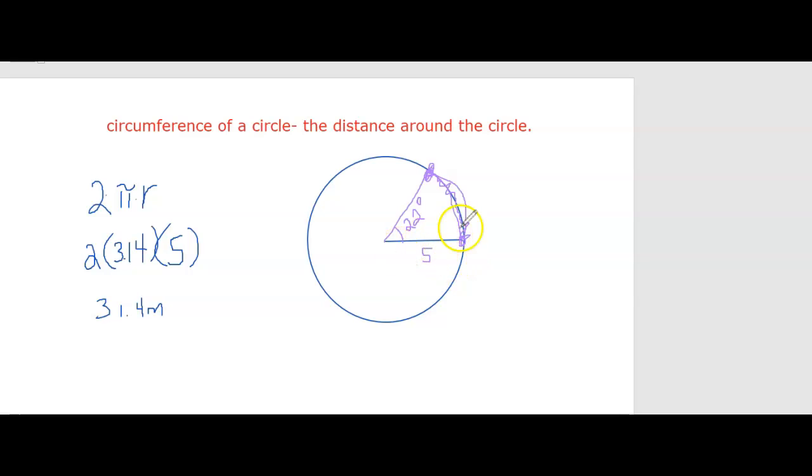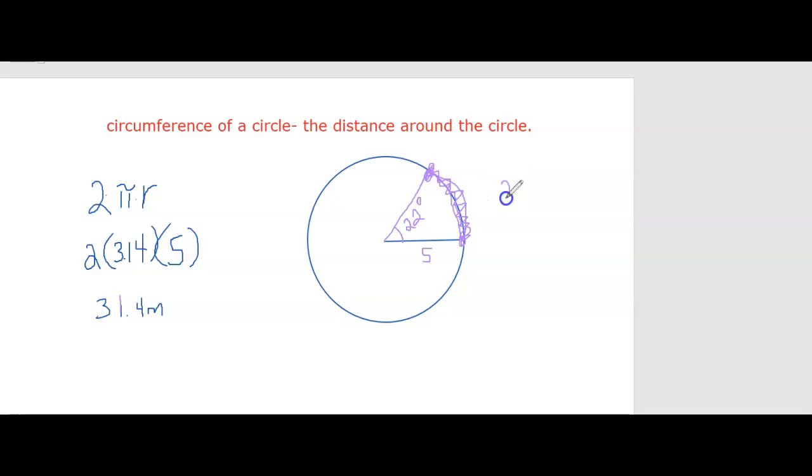I just moved it down here so it's out of the way. The central angle is 22 degrees. So I don't need the whole circumference. The whole circumference is 31.4 meters all the way around. I just want this little piece right here. So all I do is I make my little ratio.